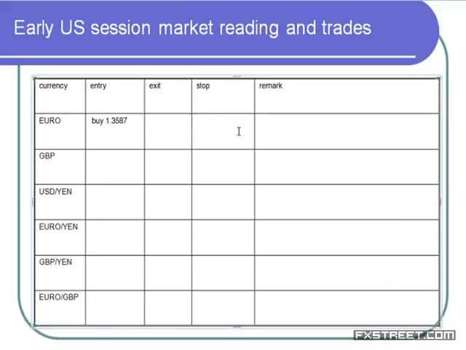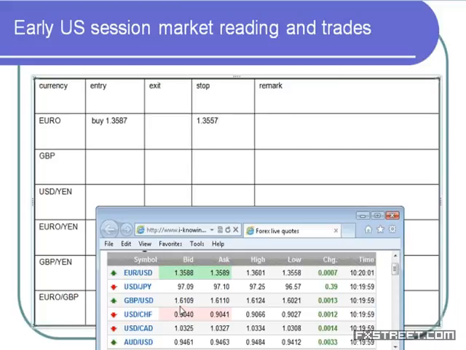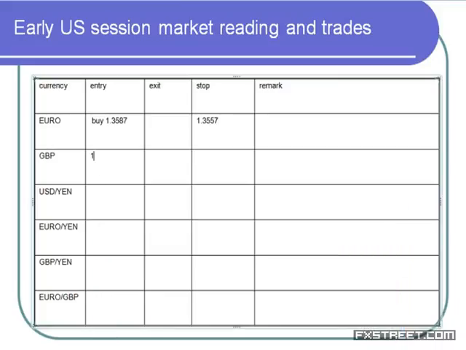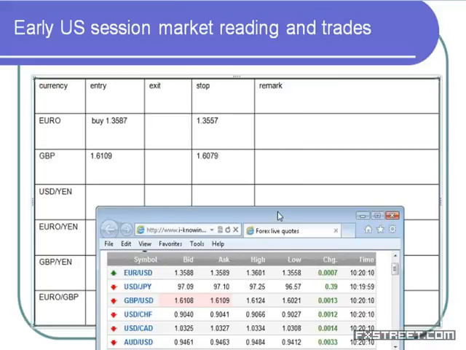And the stop, you can keep even a tight stop below the initial high, or we can keep 30 pips below. Here I'll try to keep 30 pips below, 1.3557 as the stop. And in the case of GBP, it is trading around 1.6109, and 30 pips below for the stop, 1.6079.